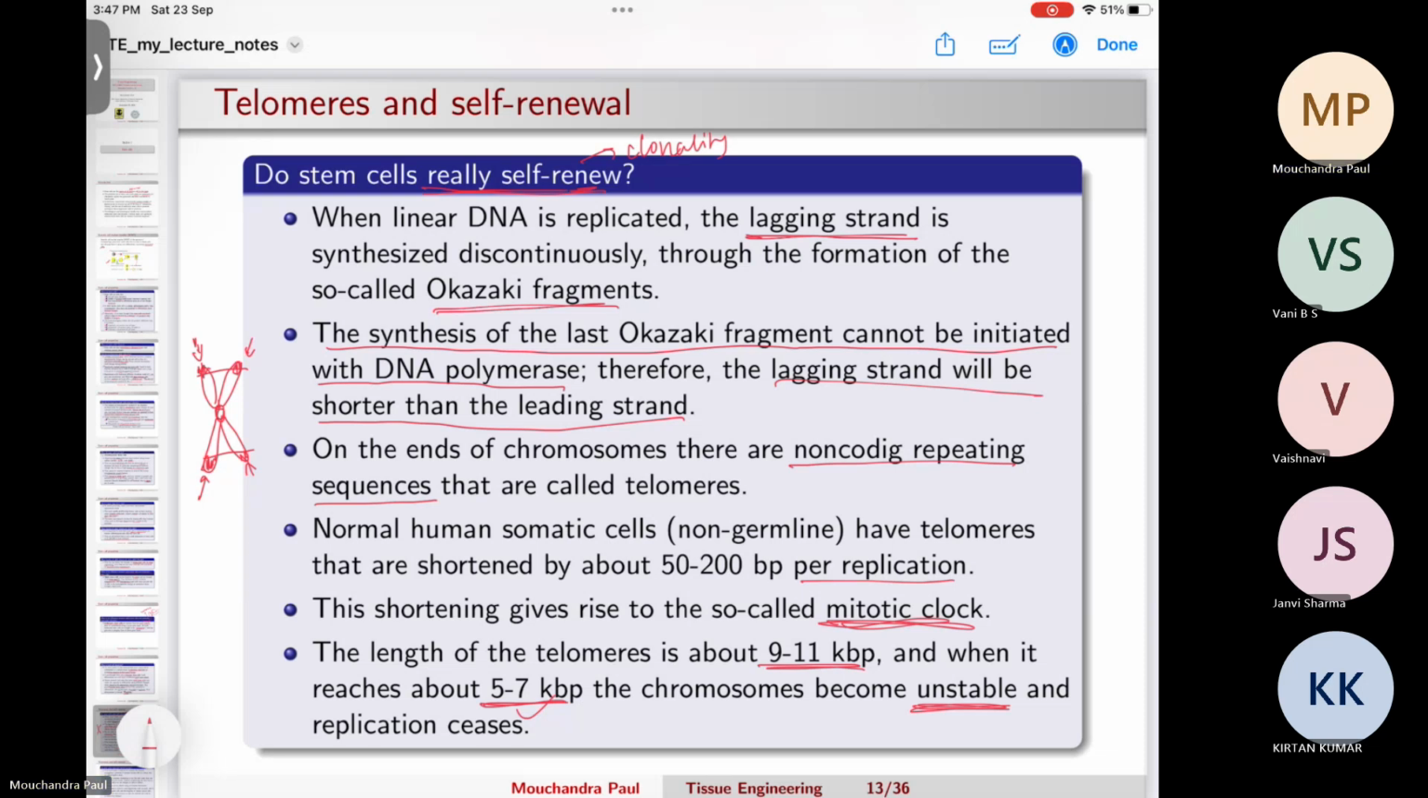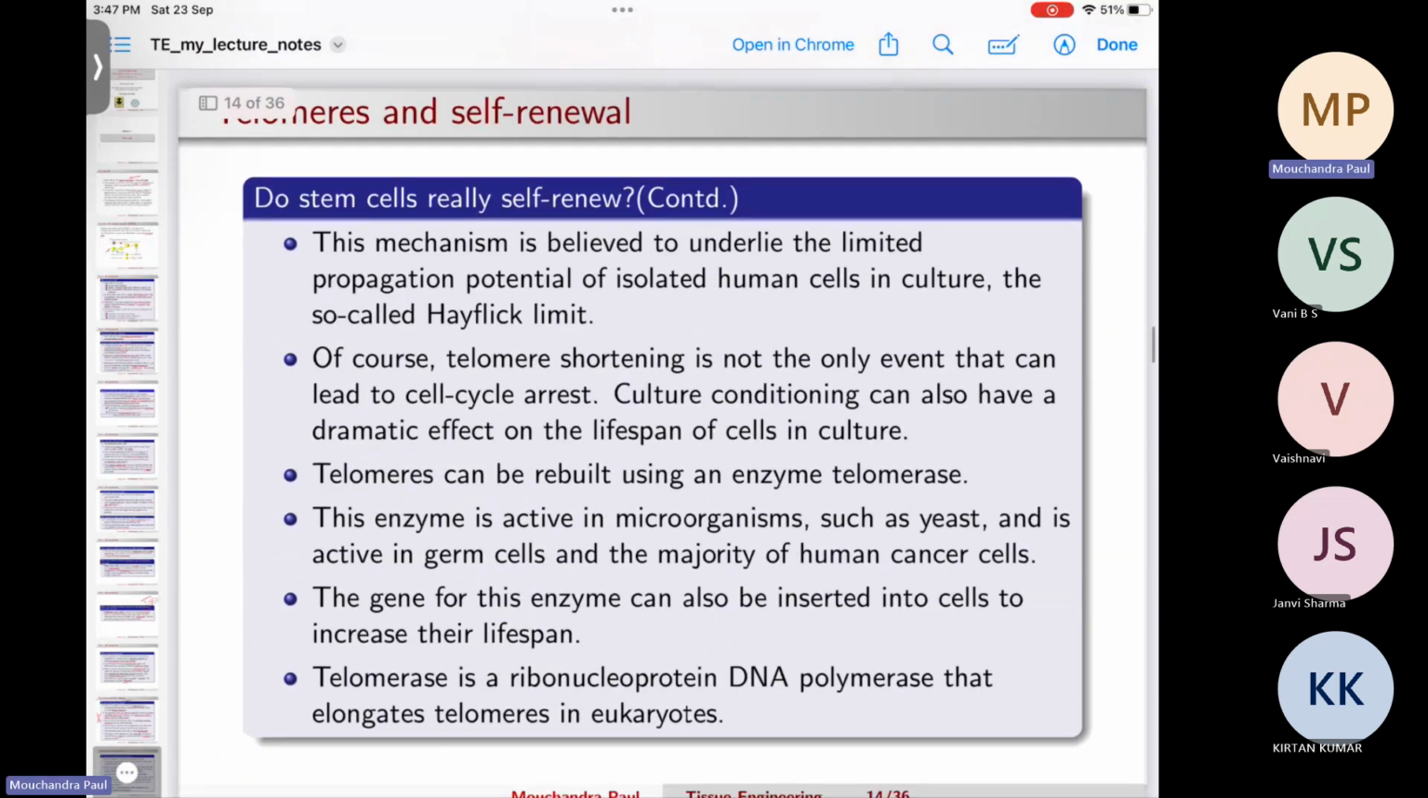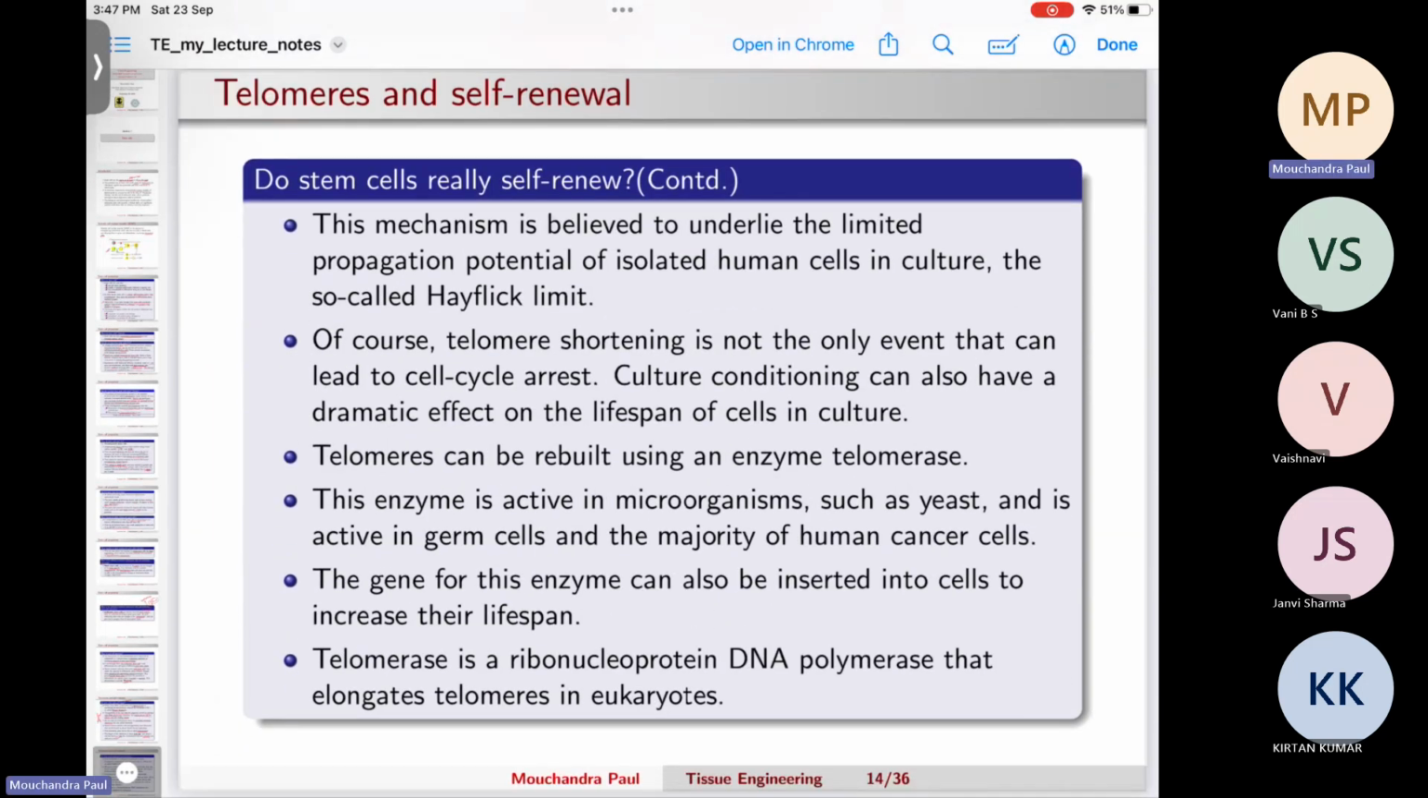All right, I hope you have understood this part. All right, is it yes or no? Any query from this part? No, ma'am. All right, great.